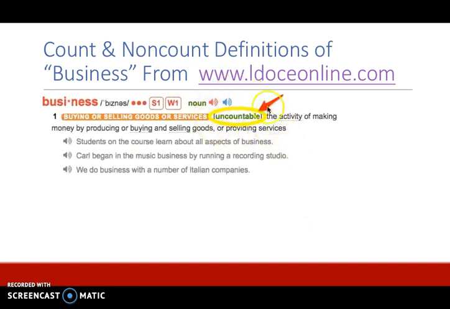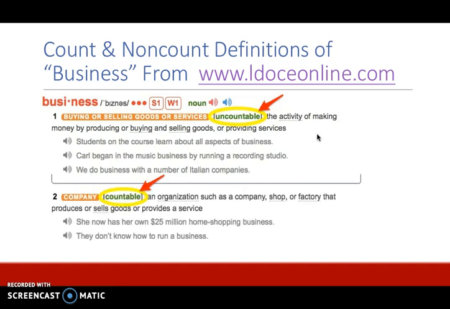So you can see up here for this definition, it is uncountable. And that is the activity of making money by producing or buying and selling goods or providing services. So the activity is non-count. Now here we can see the count definition of business, which is an organization such as a company, shop, or factory that produces or sells goods or provides a service. So the idea of an organization or a company, that is now count.